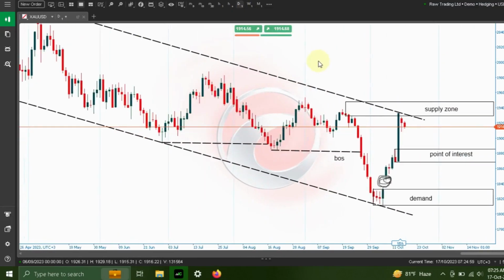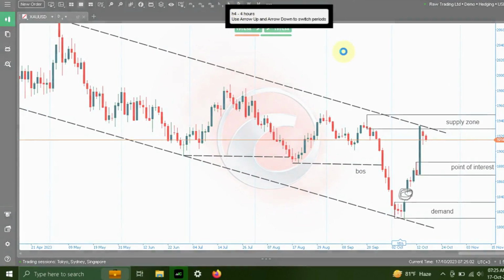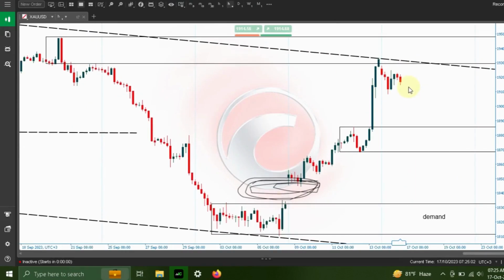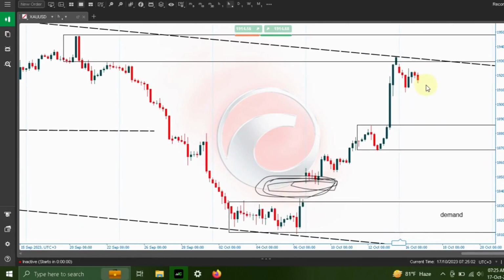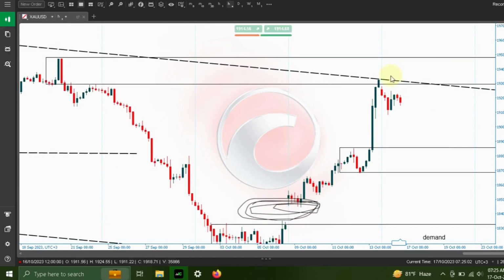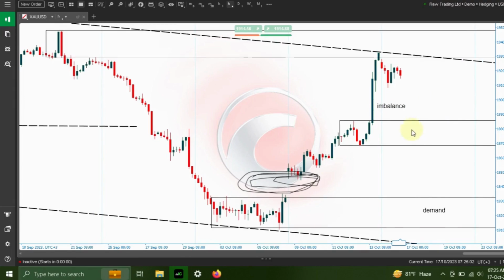In the daily time frame, we have already seen that gold is bearish. So when we go to the 4-hour time frame, you can see our market is still in a downward channel, and we have this point of interest here, and we have a supply zone, which is this one here. In this area we have an imbalance. This is imbalance on a 4-hour time frame.